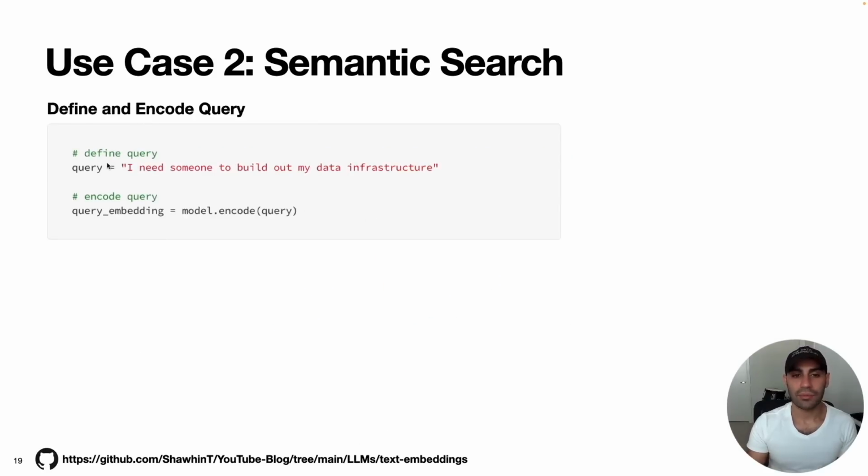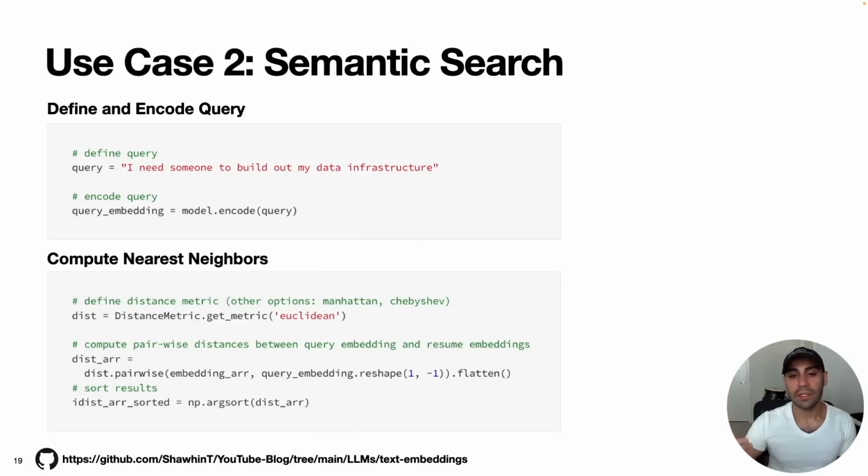Next, we can define our query. So we'll use that same query, I need someone to build out my data infrastructure, and then we can encode it in the same exact way as we encoded the resumes using this .encode method. That'll generate a one-dimensional NumPy array called query embedding. Then we can compute the nearest neighbors.